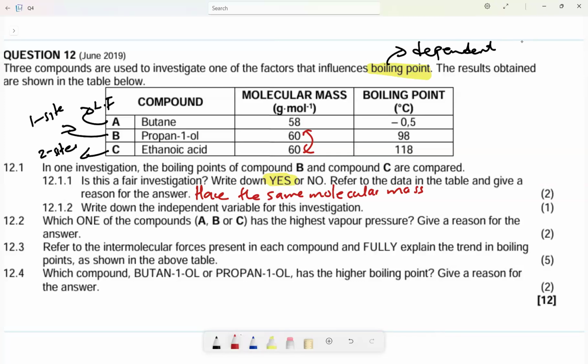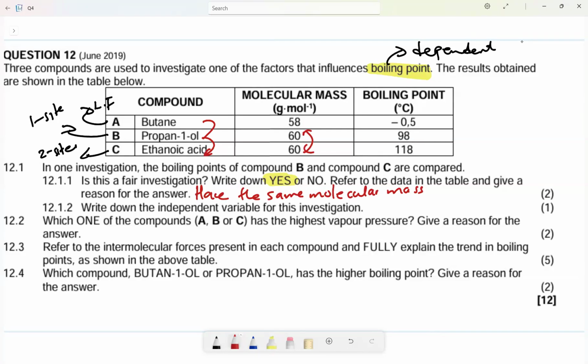Then now when we move on, they say write down the independent variable for this investigation. For this investigation, the independent variable is homologous series. Why am I saying homologous series or functional group or type of intermolecular forces? They have different types of intermolecular forces from that to there, right? This one has a London force, this one has hydrogen bond one side, this one has hydrogen bond two sides.